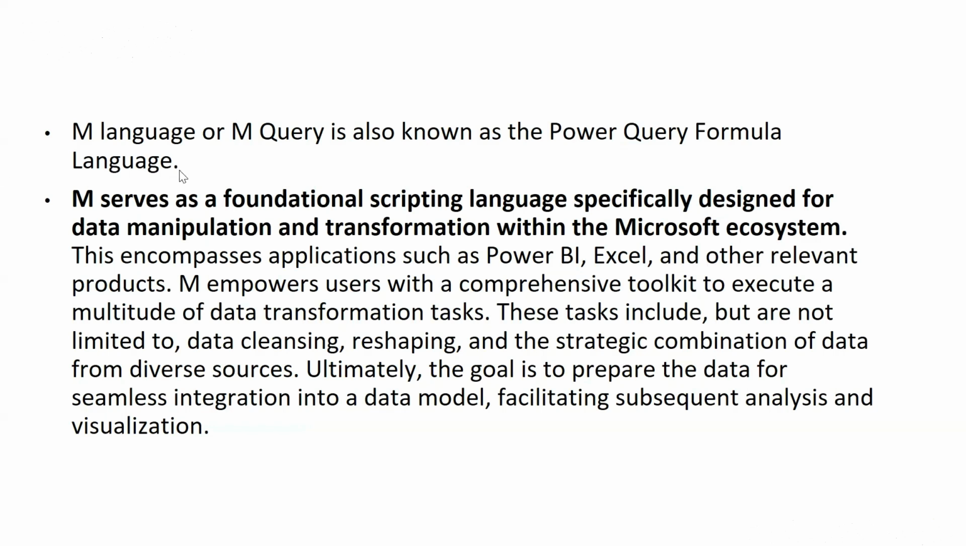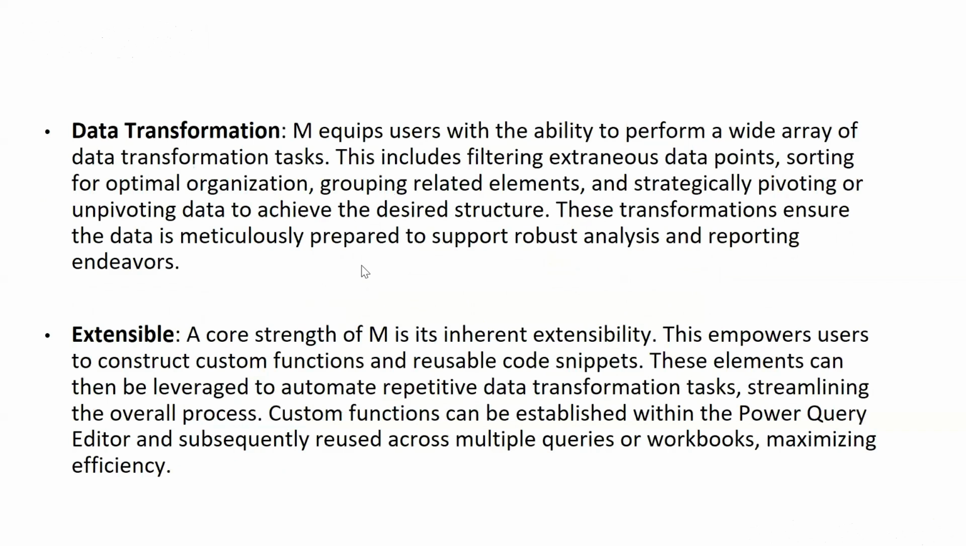Now let's discuss some key features of the M language. The first key feature is data transformation. M language allows users to perform a wide range of data transformation tasks, including filtering, sorting, grouping, pivoting, and unpivoting of the data. Users can apply these transformations to prepare data for analysis and reporting.